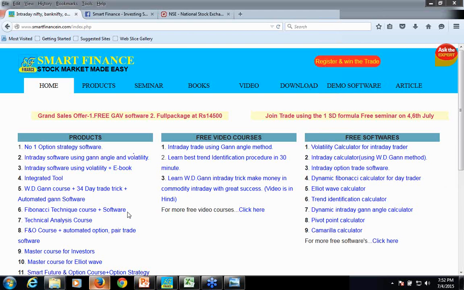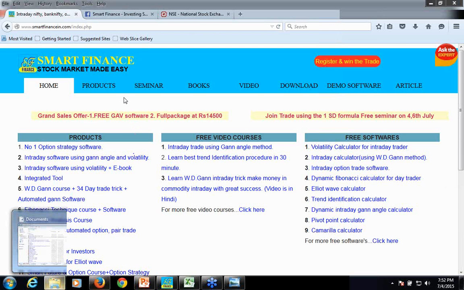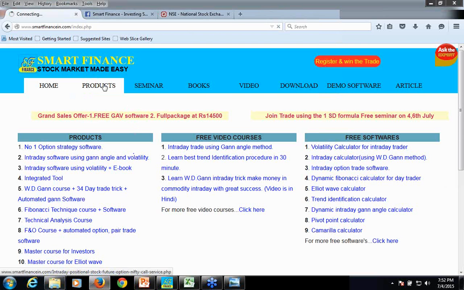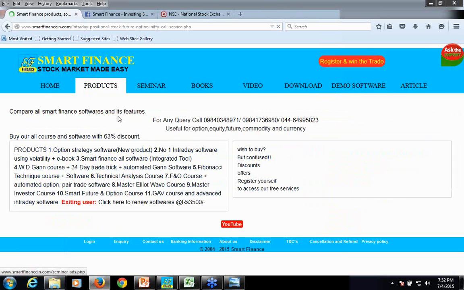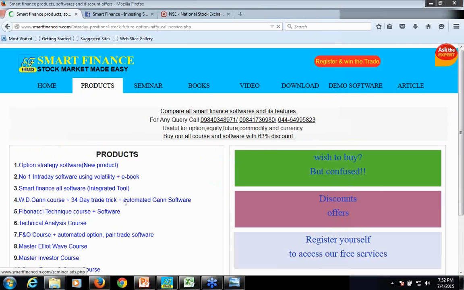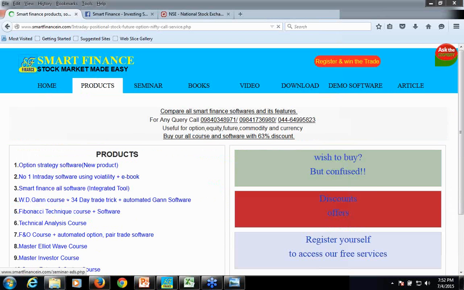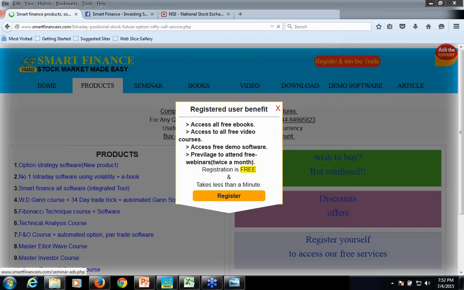Mr. Ramesh sir is asking, what is the best software for intraday trade in the Nifty future? If you are aiming for the Nifty future only, then you can think of our GAV software, Gann Angle with Volatility. That software comes at a price of 3,000 rupees. So this is also good software for your intraday trade.